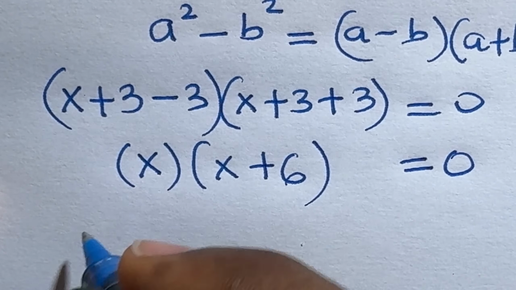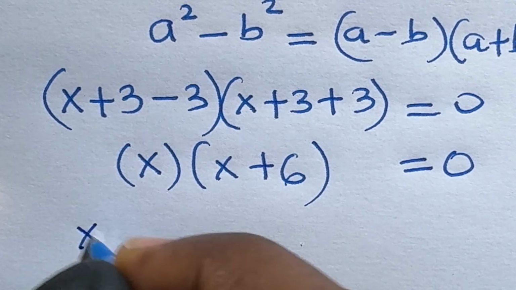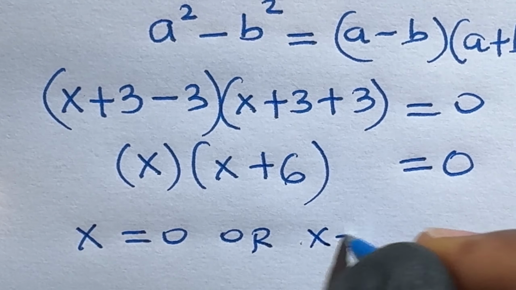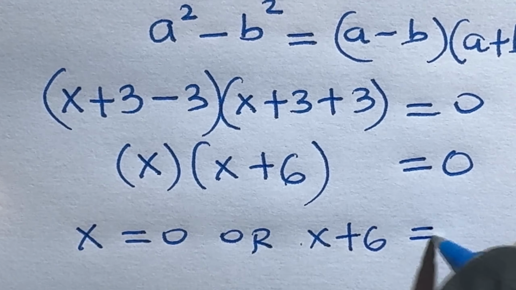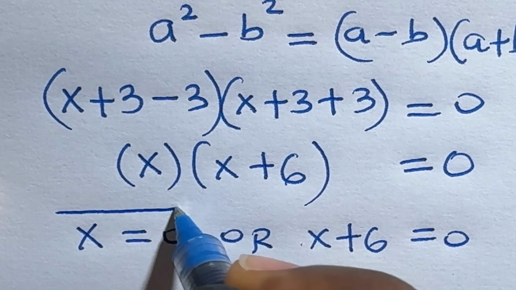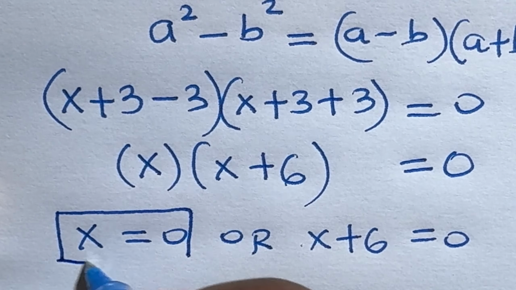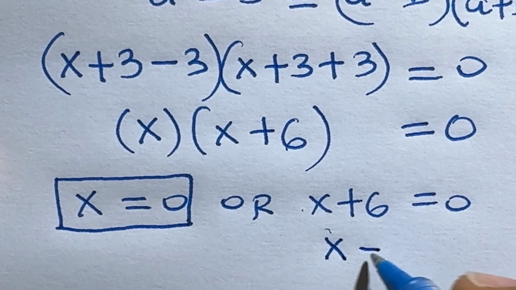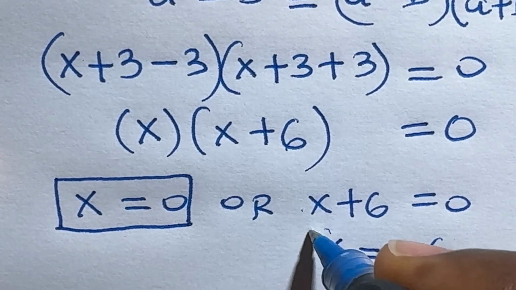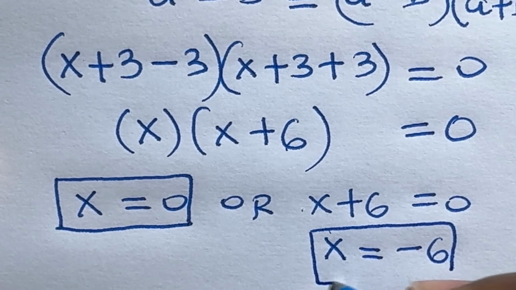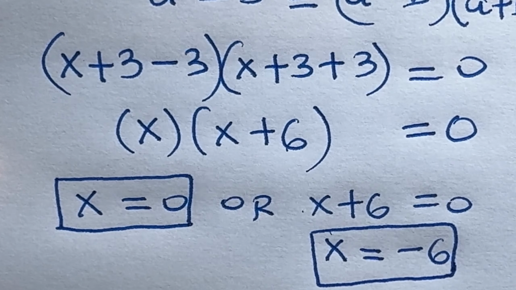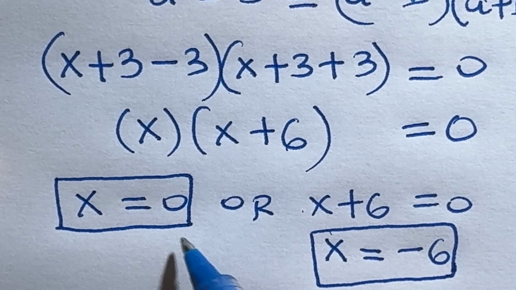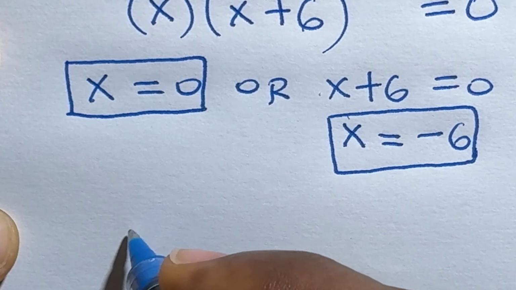So from here we see clearly that either x is equal to 0 or x + 6 is equal to 0. This is already solved. x is equal to 0 is a solution. And then x is equal to −6 is the second solution. So either way, using the first method or the second method, the solutions remain 0 or negative 6. We're going to check.